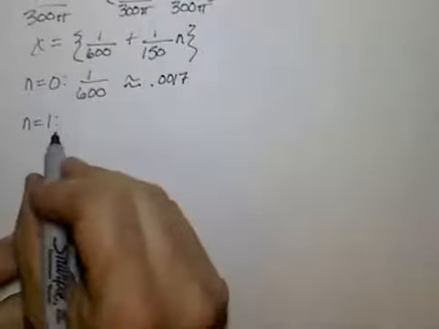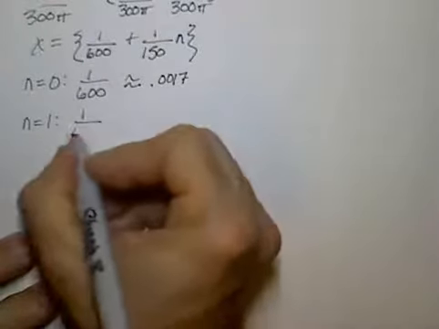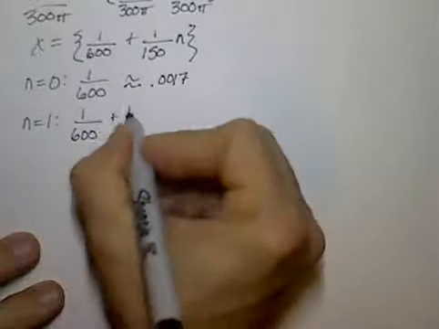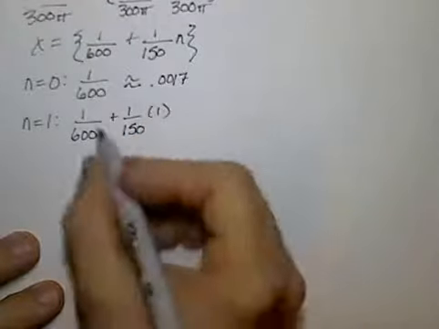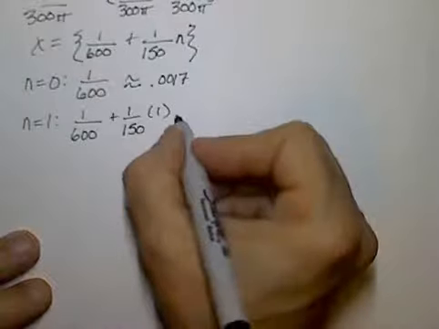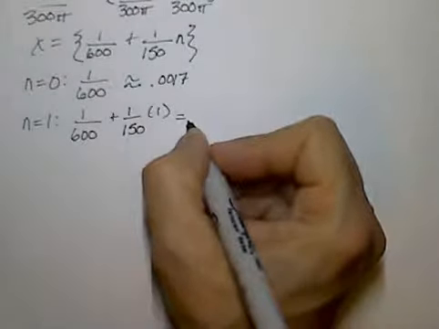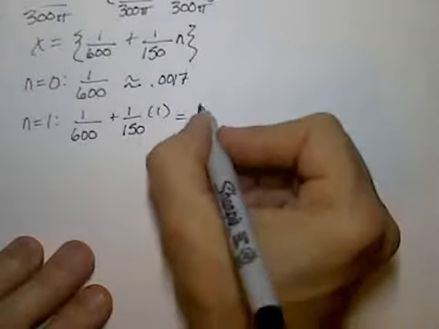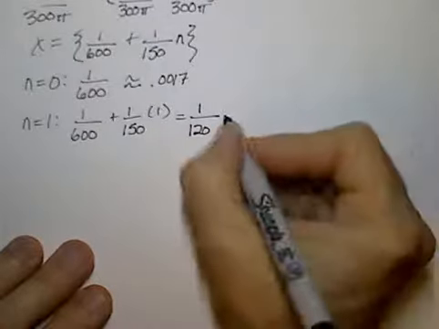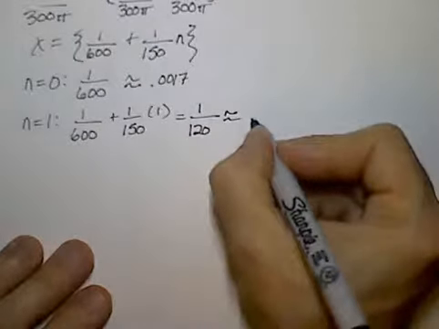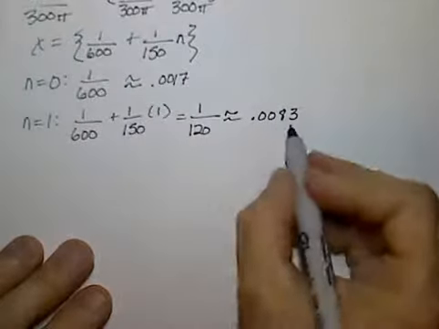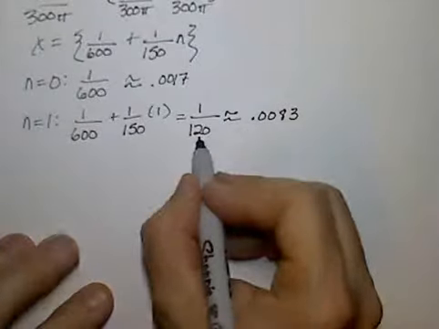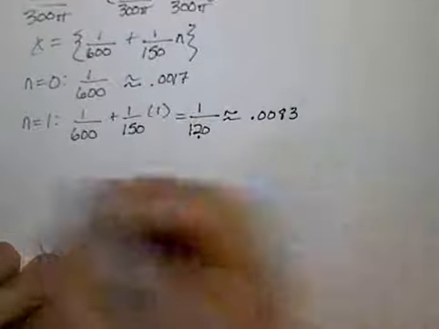Then we're going to look at what happens when n is 1. We'd have 1 over 600 plus 1 over 150 times 1. So if we add those two together, the fractional value is 1 over 120. The approximate value for that is 0.0083. So that's still in the interval that we're looking for. So we've got two solutions so far.